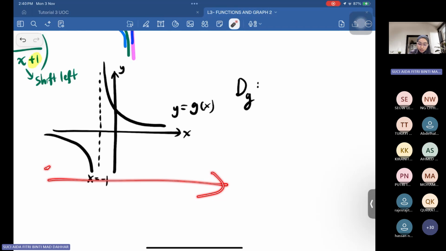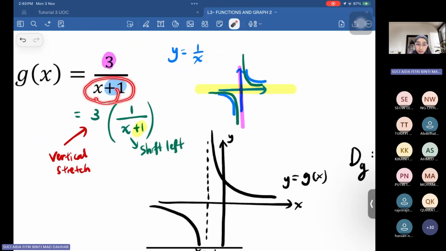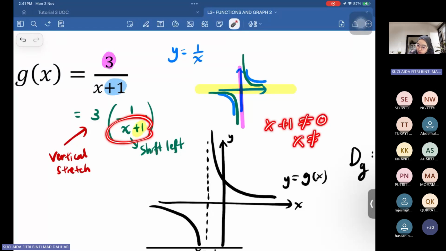You have to do horizontal scanning. Is there any restriction on x values? If you come from this side, it's coming from -infinity until this dash line, meaning you cannot touch them. You never meet this. That means your x never be equals to -1. Do you know why? Because this is rational, it's a fraction. You are not supposed to have something divided by 0. This is a problem that cannot be solved. When you divide by 0, it is undefined. So because this x plus 1 cannot be equals to 0, meaning your x cannot be equals to -1.